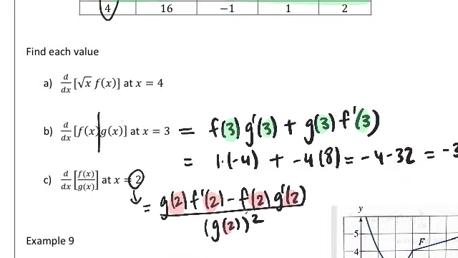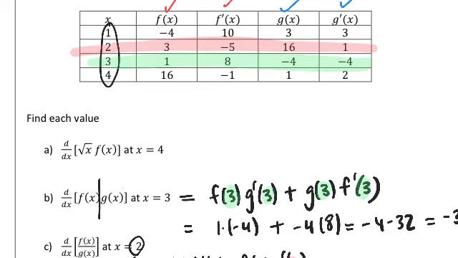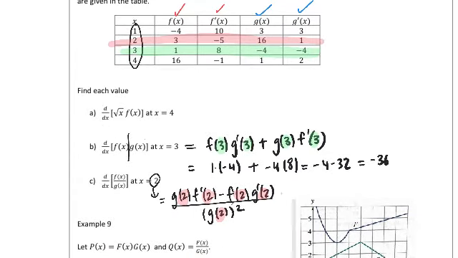So I might find the row which is 2, be in the right row, and then you say this is equal to g of 2, which is 16, times f prime of 2, which is -5, minus f of 2, which is 3, times g prime of 2, which is 1, and it's all over g of 2, which is 16 squared. So this works out to be -83 over 256. Weird number, but that's the right answer. Okay, and then back to A.